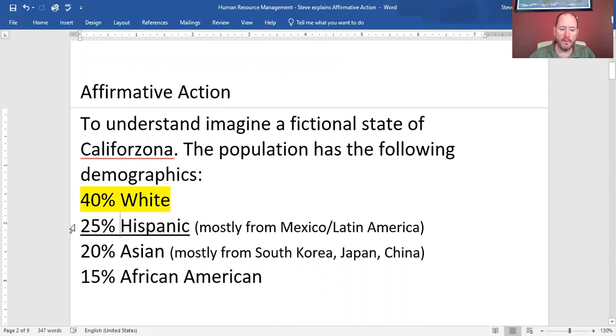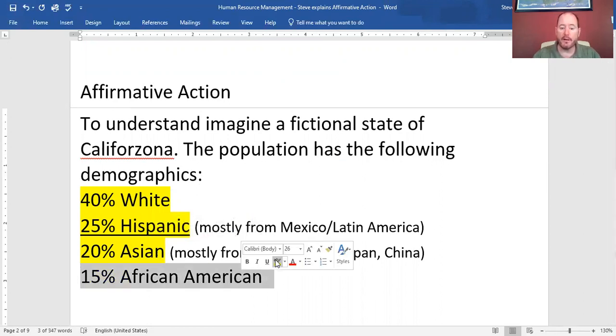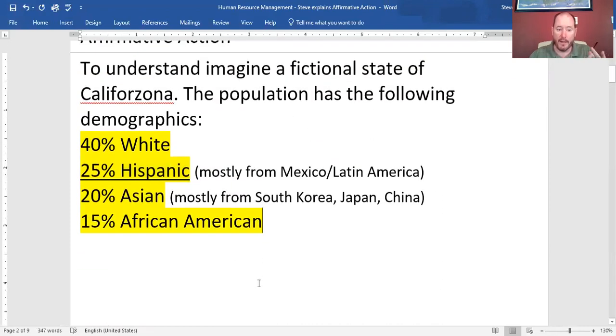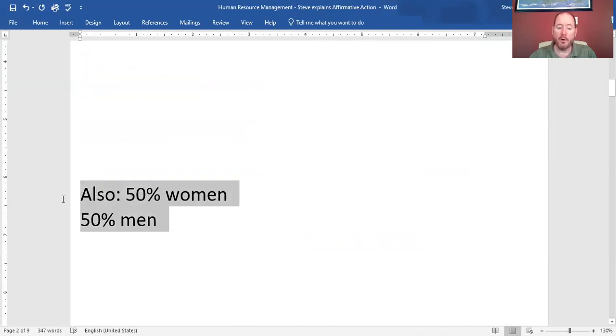It is 20% Asian, so mostly people who come from South Korea, Japan, China. And it is 15% African American. That's the term that we use in America to describe most Black people in America. There are Black people who are not African American, but that's not worth getting into right now. So again, 40% white, 25% Hispanic, 20% Asian, 15% African American. It's also worth noting that the population of the country is 50% women and 50% men. Let's make it nice and simple.